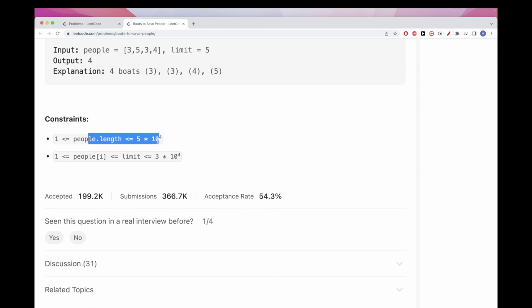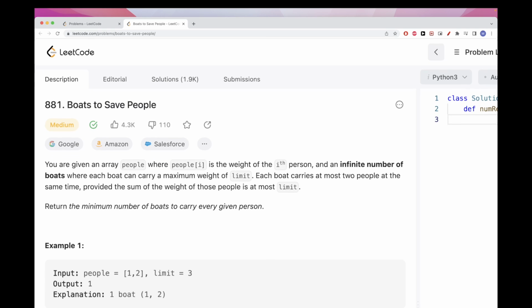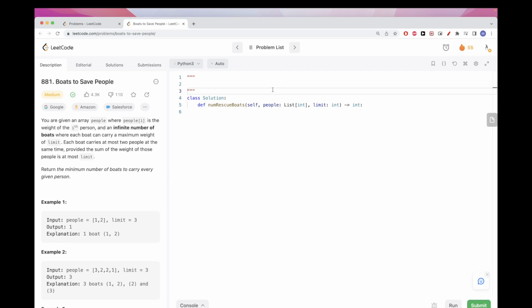Now if you look at the bounds, the people array can be big, 10 to the power of 4, and we are guaranteed that each person's weight, so a single person's weight, doesn't exceed the limit, so that simplifies the problem a little bit. Okay, so let's see how we can solve it. Okay, so how can we solve this?